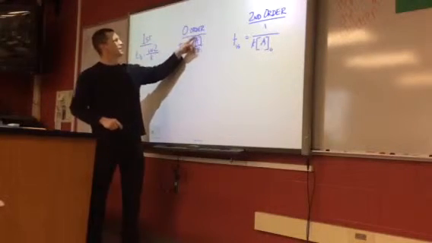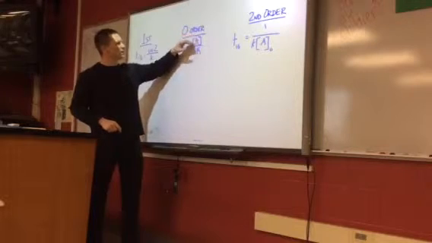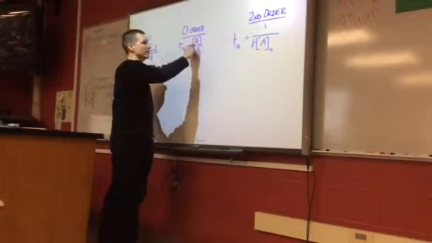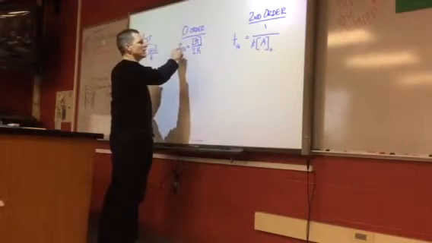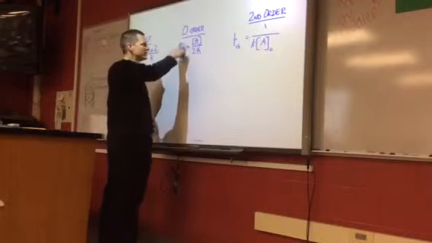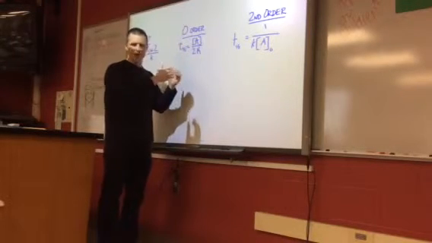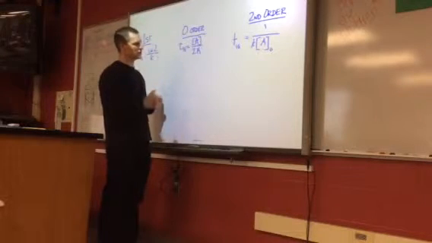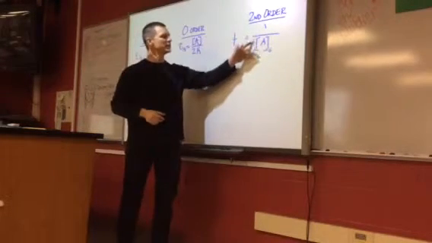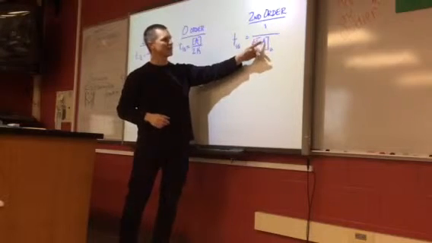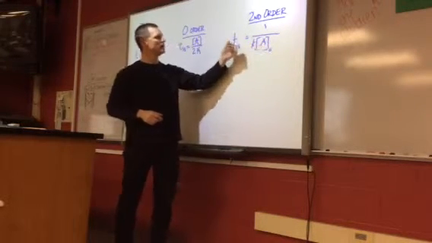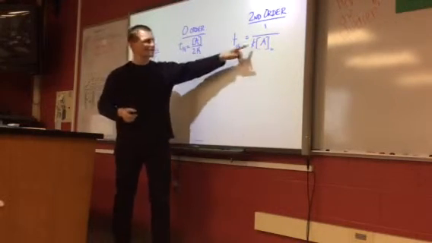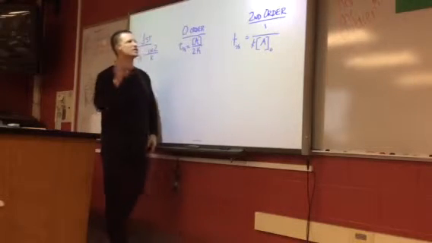But what happens is this number goes down. Every half-life, that number gets cut in half. And so this term continues to go down. So every half-life, the half-life gets shorter. Over here in this one, every successive half-life, this number goes down, causing that number to go up because that's in the denominator over here. So I just want to mention that.